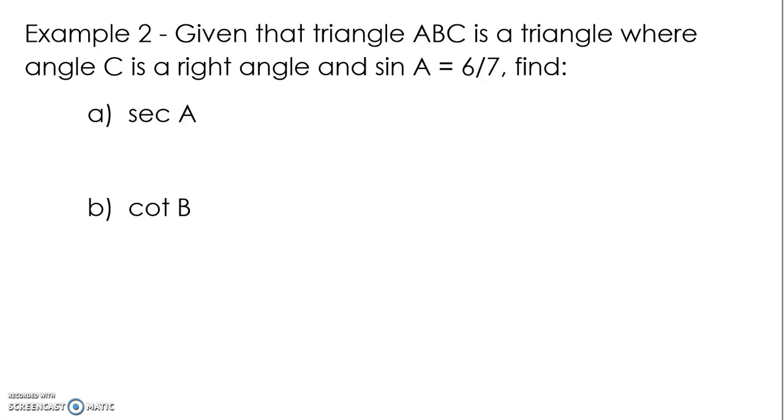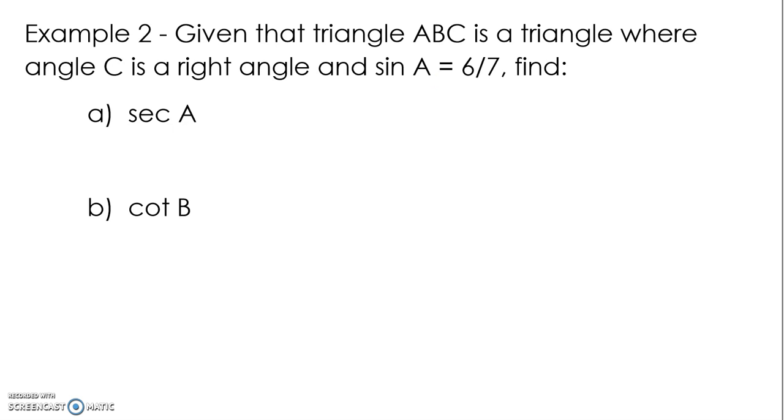This is the last and final part of the notes for this section. This is example 2. So we're given a triangle ABC, where angle C is the right angle, and it tells us a ratio. It tells us that the sine of A is 6/7.